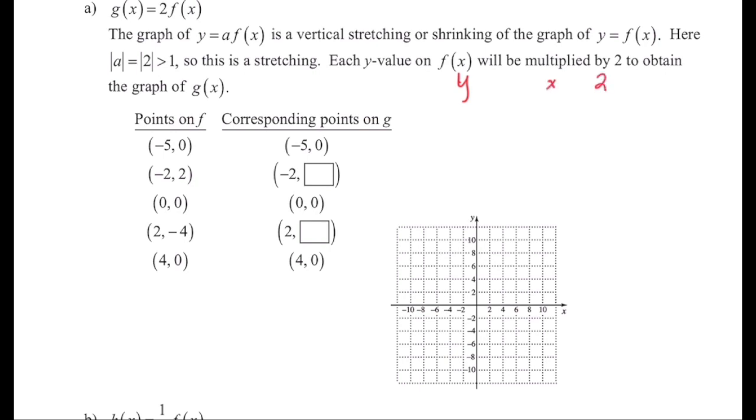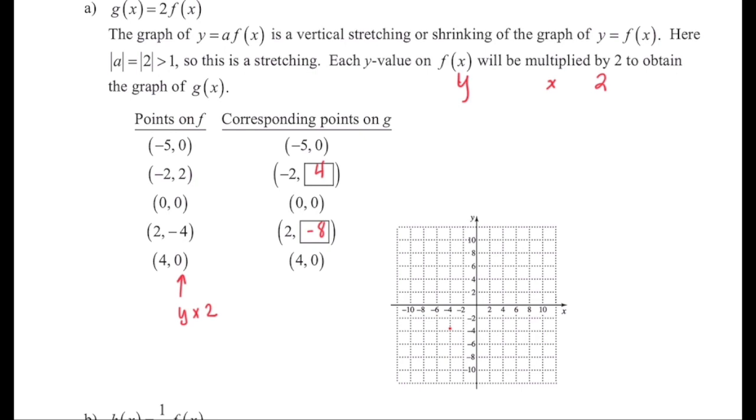So looking at my original points of (-5, 0), when I multiply my y value by 2, my (-5, 0) will still stay (-5, 0). (-2, 2) will be increased to (-2, 4). (0, 0) will remain the same. We will also have (2, -8), and (4, 0) will remain the same.